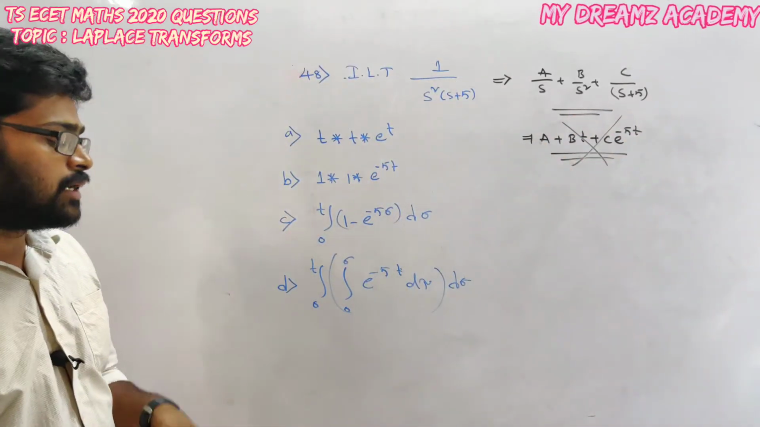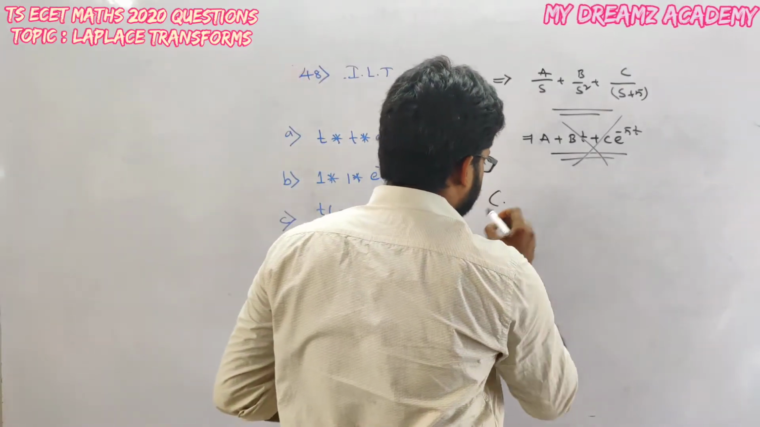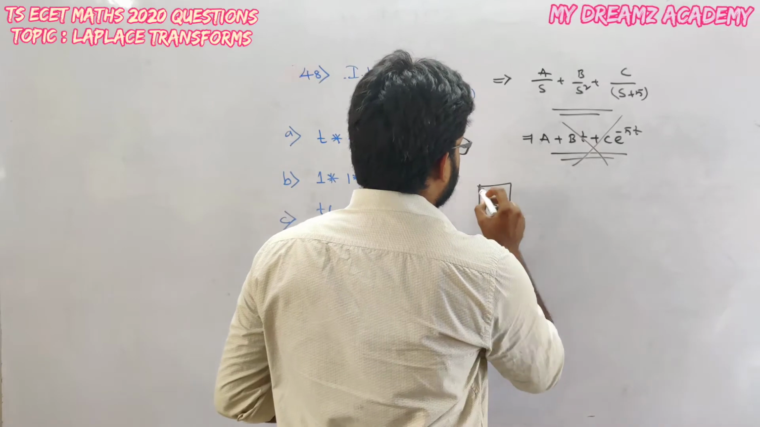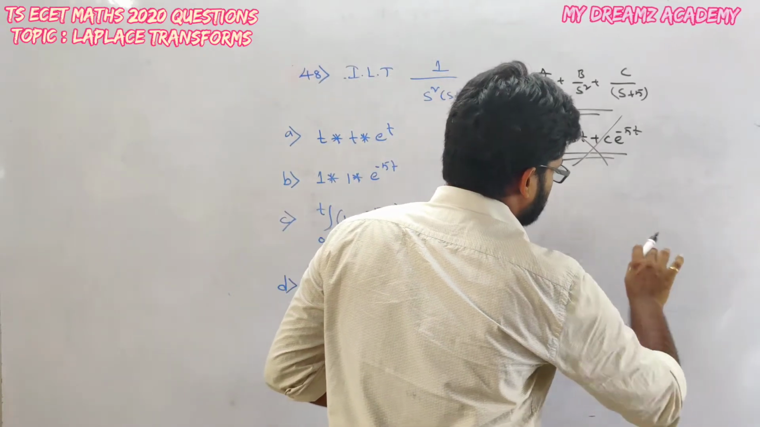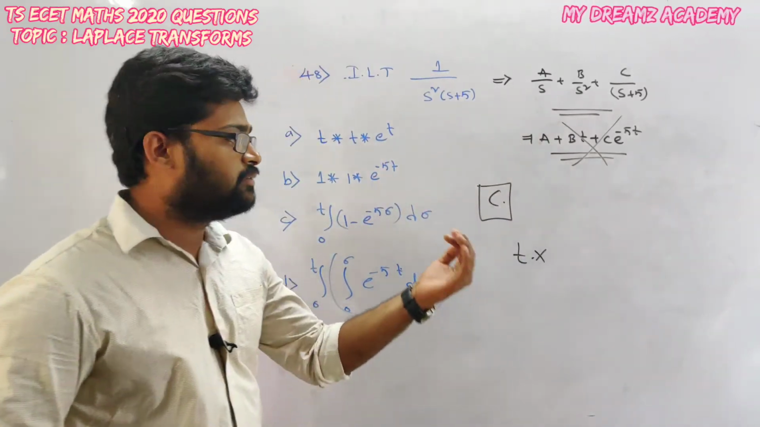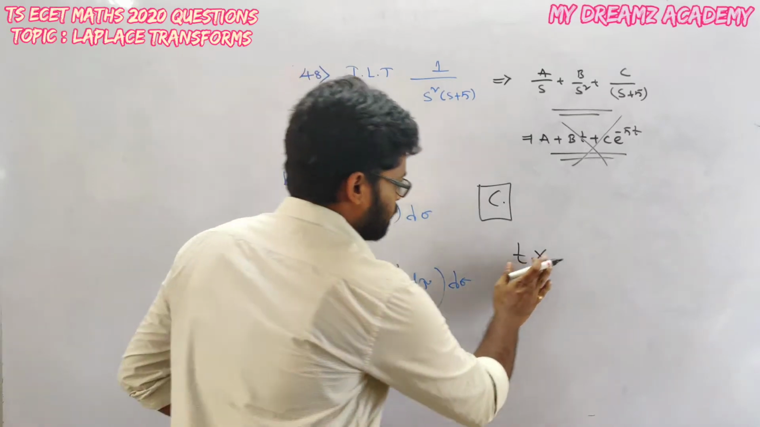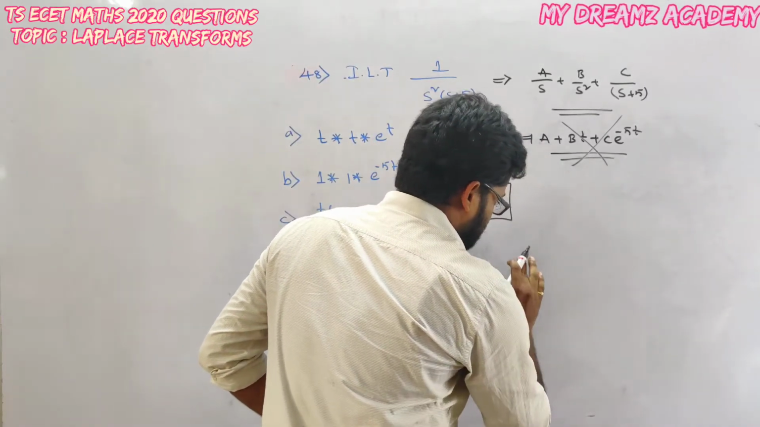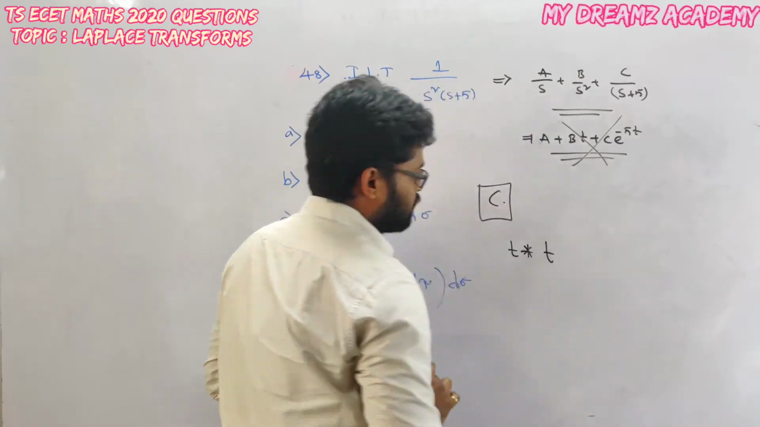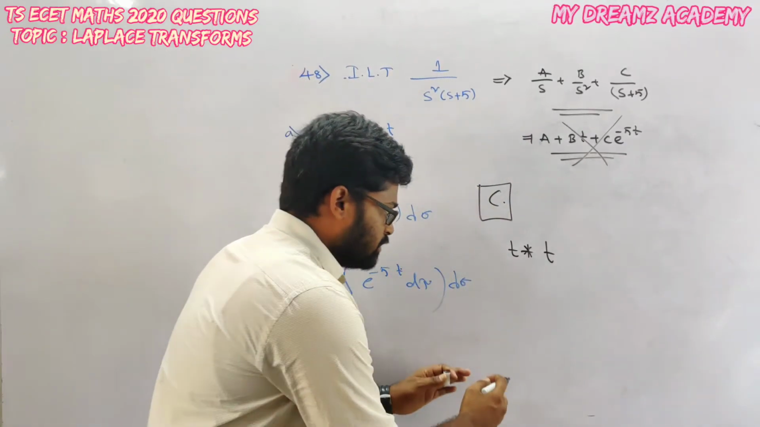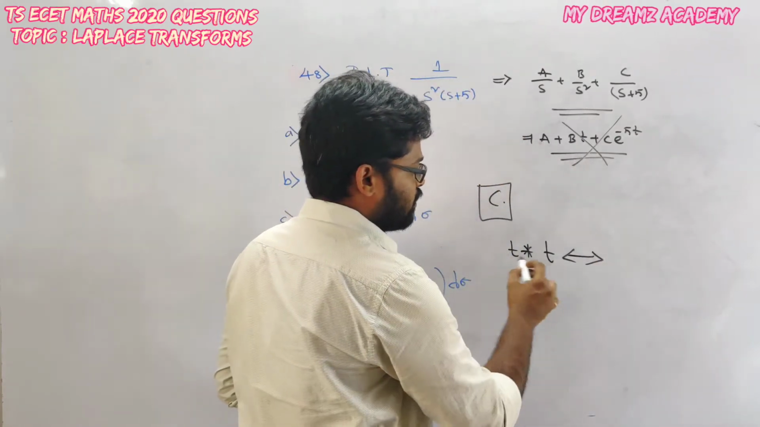That is nothing but, in the class we have discussed one theorem, that is convolution theorem. What convolution theorem tells is that if you multiply in the frequency domain, it will give convolution in the time domain. Simple, very simple. In the time domain, the convolution, what is the convolution of t and t? The convolution in time domain will give multiplication in frequency domain. How we can do this one?